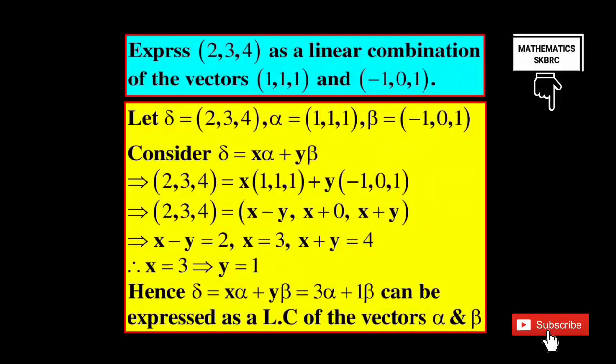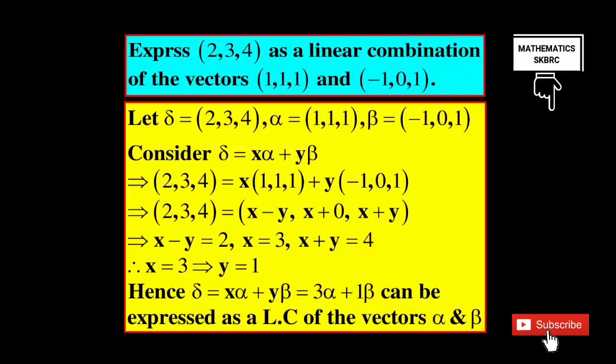Example: express the vector (2, 3, 4) as a linear combination of the vectors (1, 1, 1) and (-1, 0, 1). Let delta equal (2, 3, 4), alpha equal (1, 1, 1) and beta equal (-1, 0, 1). Consider a vector delta equal to x alpha plus y beta, where x and y are scalars. That gives (2, 3, 4) equal to x into (1, 1, 1) plus y into (-1, 0, 1).